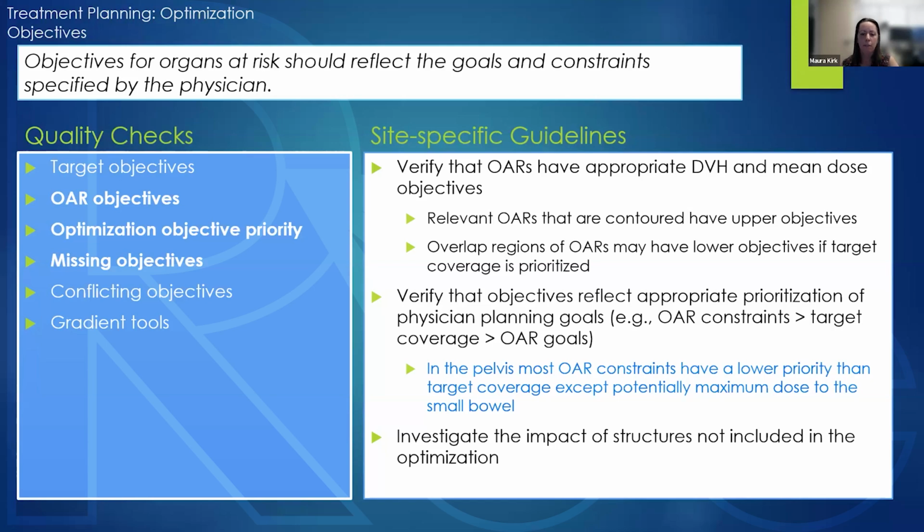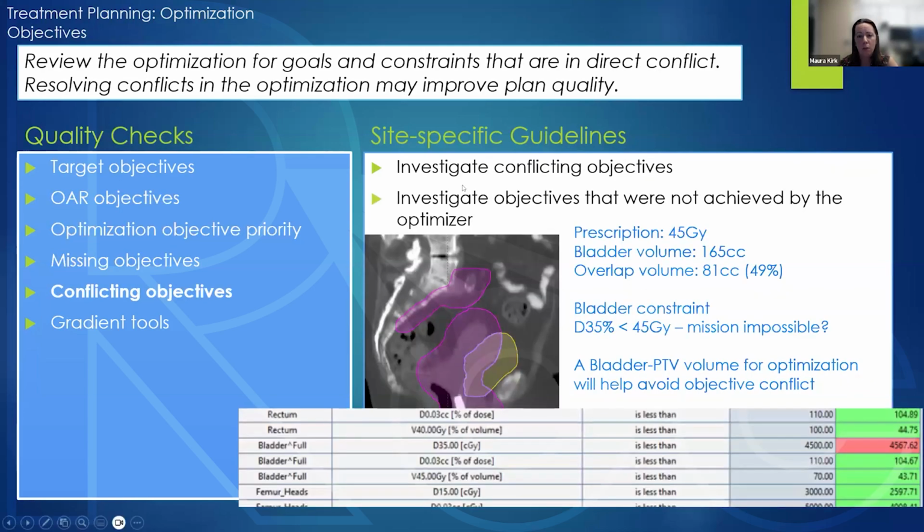And then you want to investigate the impact of structures not included in the optimization. So keep an eye out for conflicting objectives, and again, make sure things are prioritized in the way that is clinically desirable. So in this case, here's an example, target volume in pink here. The prescription is 45 gray. The bladder volume is 165 cc. The overlap volume between the PTV and bladder is about 50% of the organ.